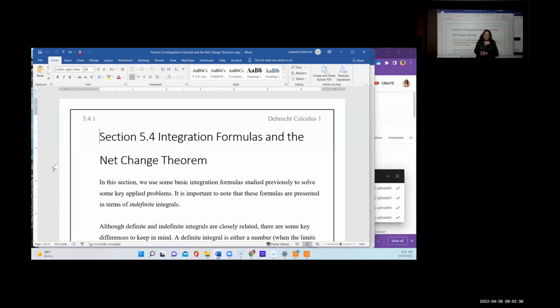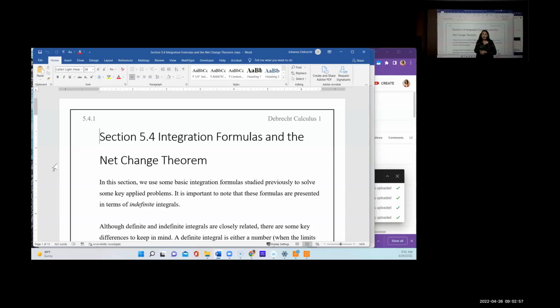So what we want to talk about first today is the integration formulas and the net change theorem. This is a relatively small theorem, and it gives us a way of thinking about how one aspect changes as another aspect changes in application problems.